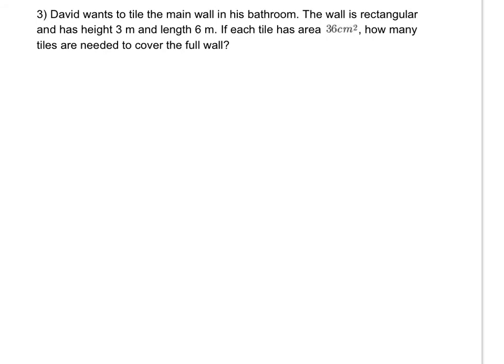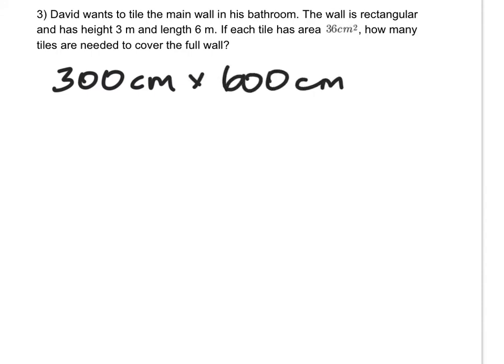Okay? So what you're going to have here is 300 centimeters by 600 centimeters, okay? Because 3 meters and 6 meters, okay? So that works out to be 180,000.